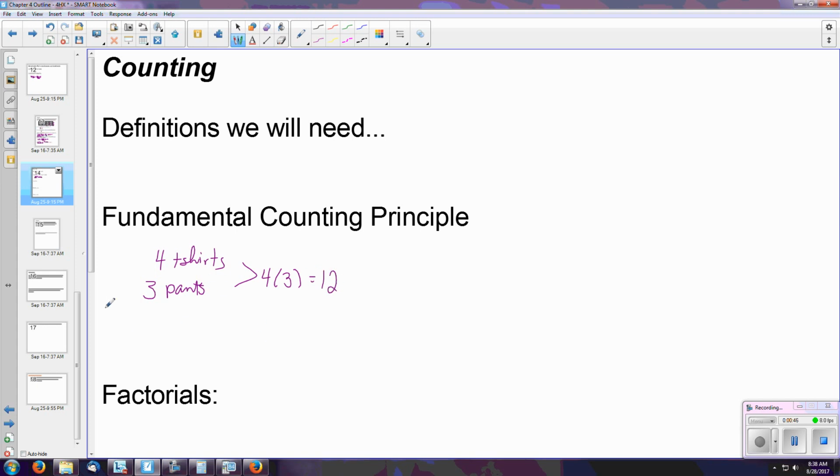So if, let's say, we also have 2 pairs of shoes, then all you would do is multiply 4 times 3 times 2, which now gives us 24 different outfits that we could have.